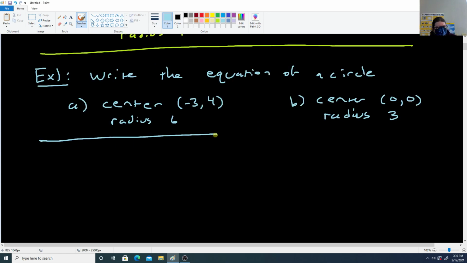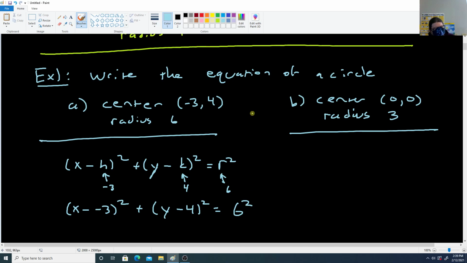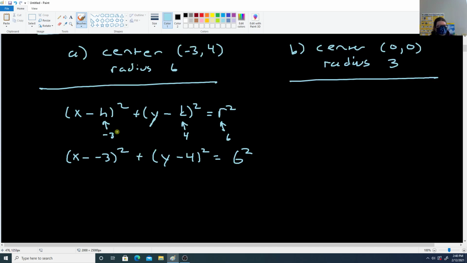So what we're going to do here is basically plug into our center radius form. So that's x minus h squared plus y minus k squared equals radius squared. The x value of the center in this case is -3, so that's going to plug in for h. The y value of the center, 4, plugs in for k, and 6, the radius, plugs in for r. So I get x minus a -3 squared plus y minus 4 squared equals 6 squared.